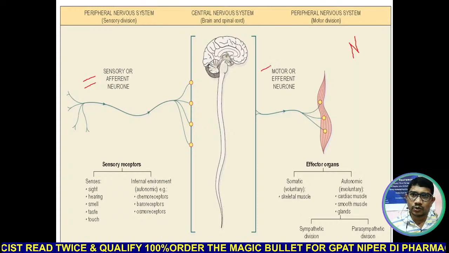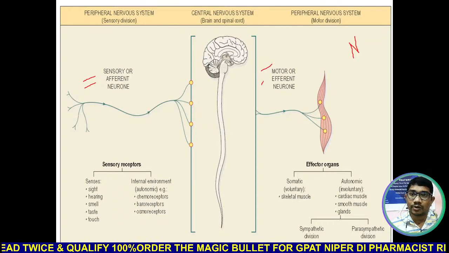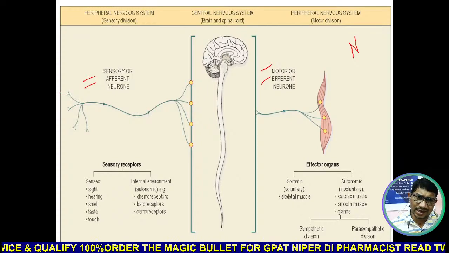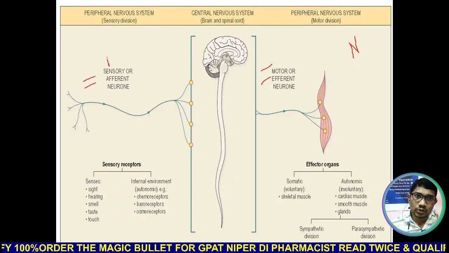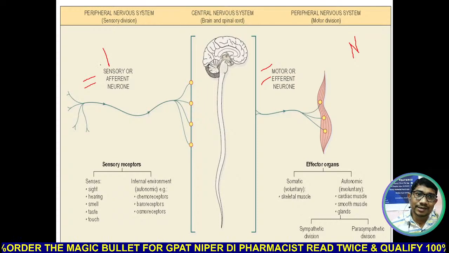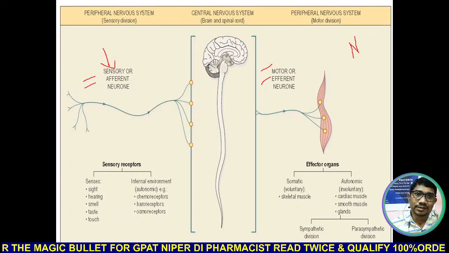Second one is a motor neuron, also known as an efferent neuron. Now what is a sensory neuron? As the name indicates, it has sensory in its name. What do they do? They gain sense. They will gain the sense.